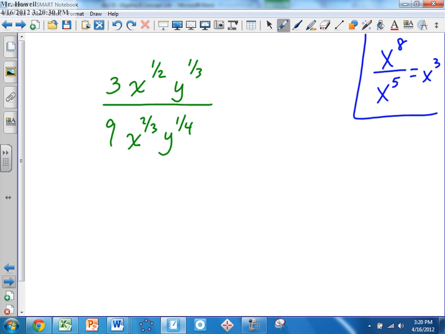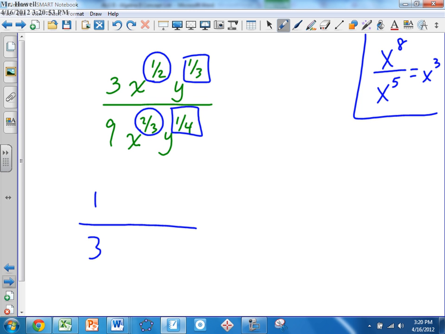Now, I need to subtract these, don't I? So I need to look at the x's and say I have to subtract this exponent minus this exponent. That's what I have to start with. Then I have to look at the y's and say I have to subtract this exponent minus this exponent. But what about this 3 over 9? What's 3 over 9? 1/3. So just start by reducing that, please. So in your answer, let's put a 1/3 out front.